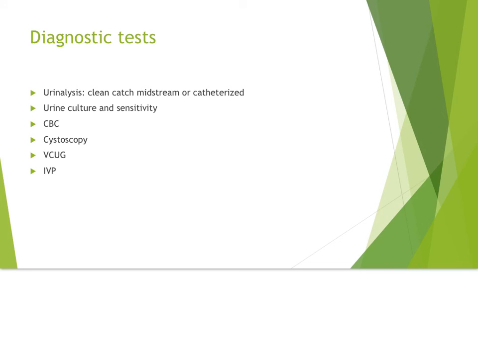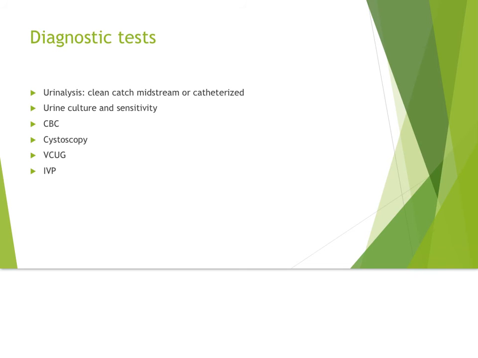To diagnose cystitis, we need to get a urinalysis. It needs to be a clean catch or cath. We need to look at what's in the urinalysis. Are there white blood cells? Are there nitrates? Do we need to do a culture and sensitivity? Let's look at the CBC, what's the white count doing?